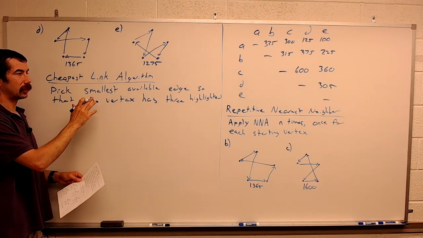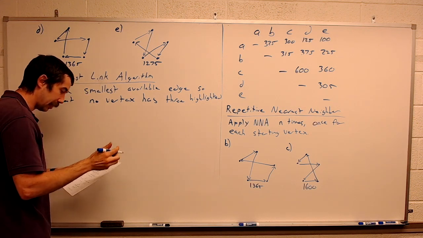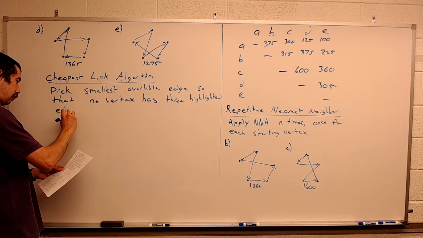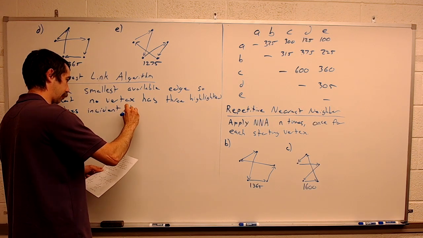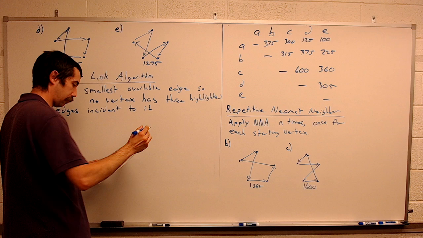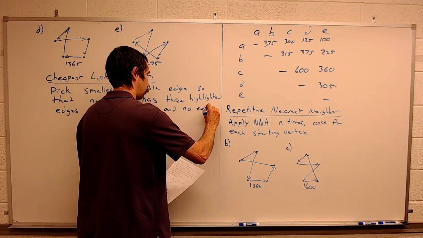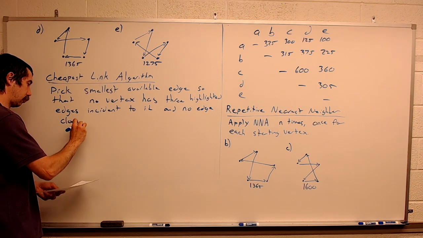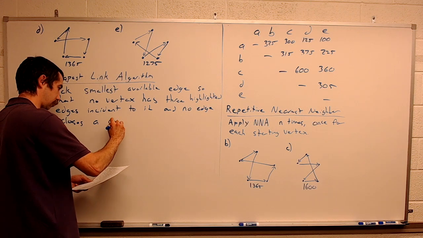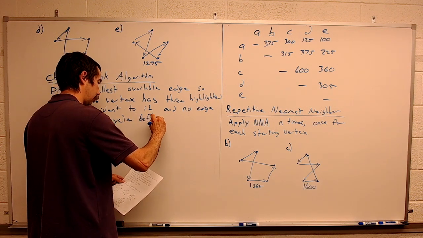So pick the smallest edge available so that no vertex has 3 highlighted edges incident to it, and no edge closes a cycle before hitting all the vertices.